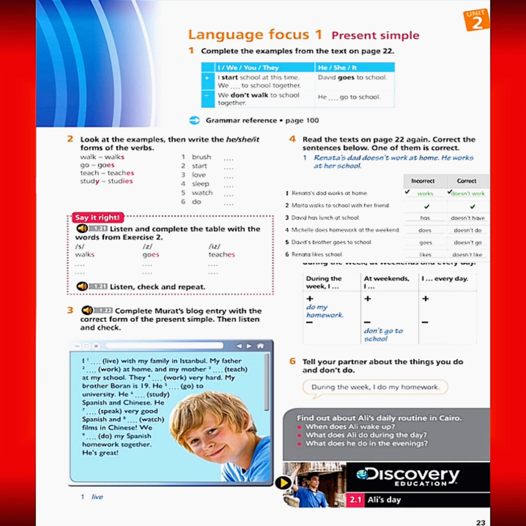Section 3. Go ahead and complete the blog entry with the correct form of the present simple. Then listen and check. CD 1, Track 22. Listen and check.